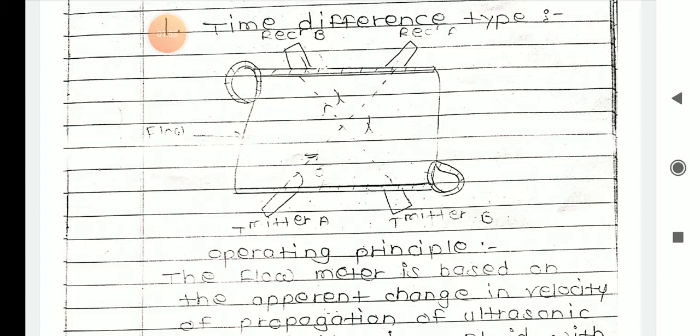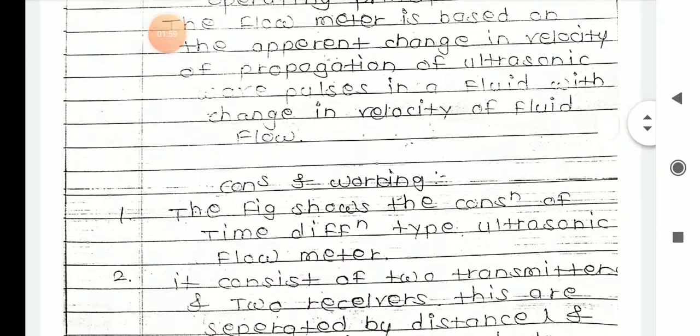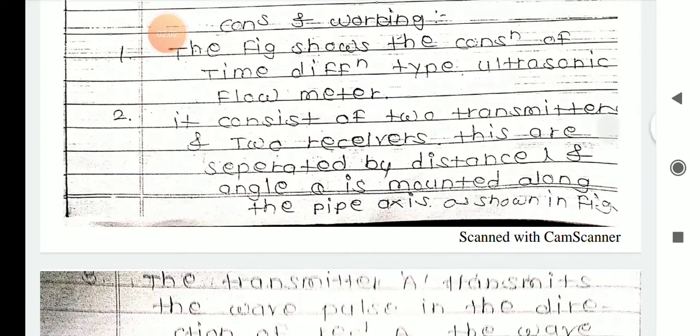Next we will discuss the construction and working of the time difference type. The figure shows the construction of the time difference type ultrasonic flow meter. It consists of two transmitters and two receivers. These are separated by distance L, as shown in the figure, and the angle theta is mounted along the pipe axis as shown in the figure.